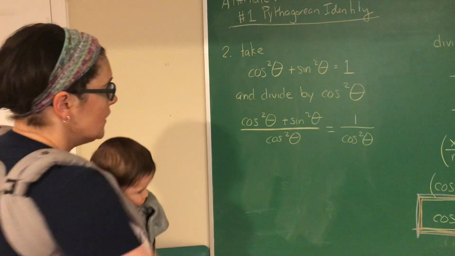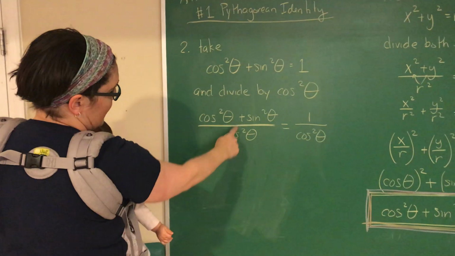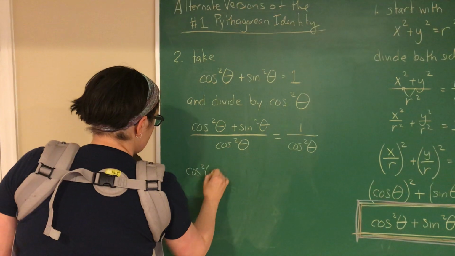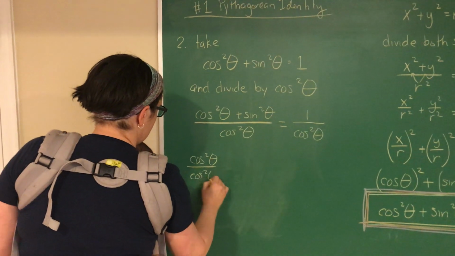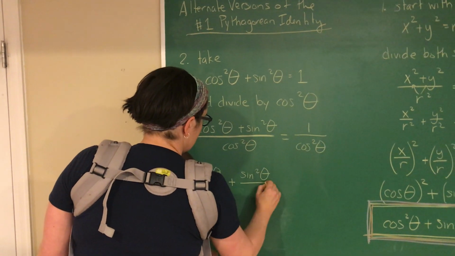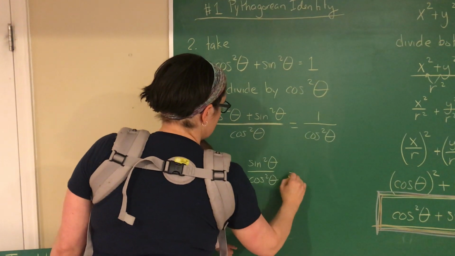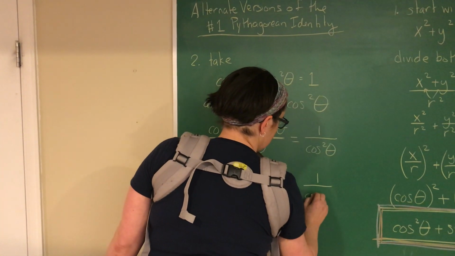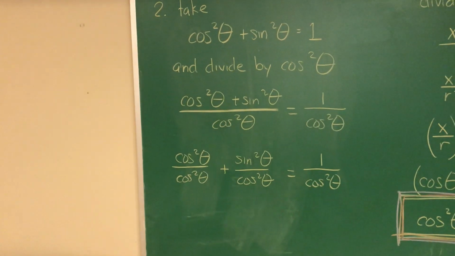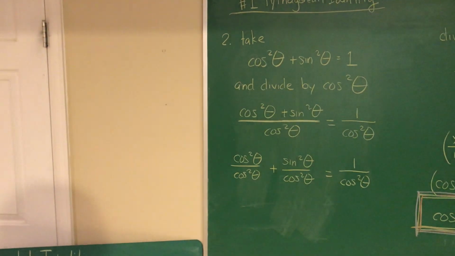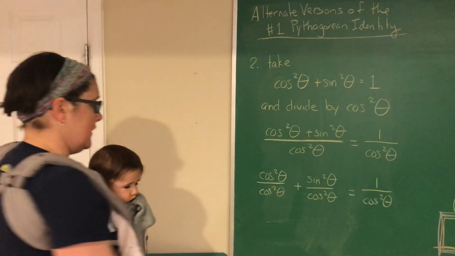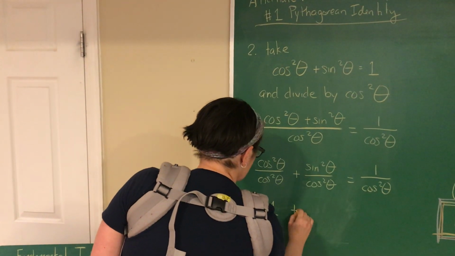Okay? So on this left side, I have a plus sign on the top, so I can divide the denominator into both terms. So I've got cosine squared theta divided by cosine squared theta plus sine squared theta over cosine squared theta equals 1 over cosine squared theta. Okay. So looking at this equation that I have here now, this first expression, cosine squared theta divided by itself, that gives me 1. That's the easy part, or easier part anyway.